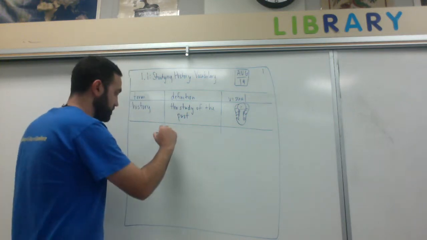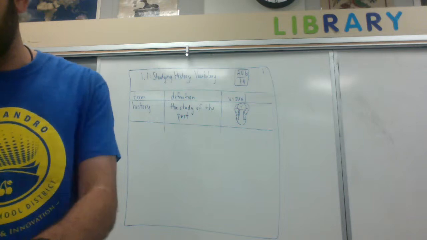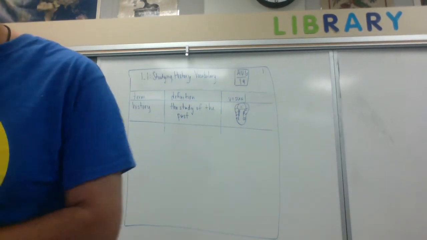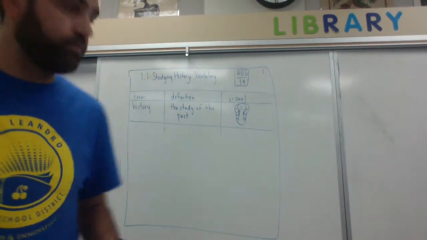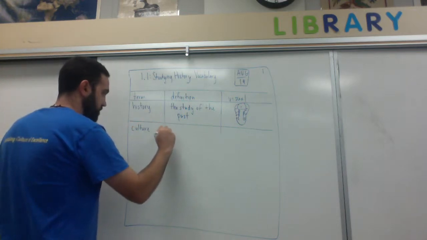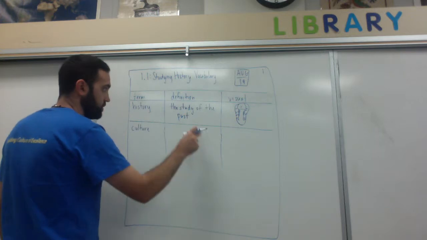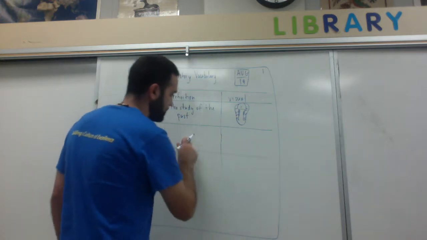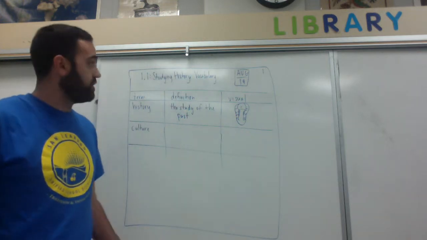And then you go on to the next one. So in this case, the second term here is culture. So then you write culture here. Culture goes here, and then you would go to the glossary to find the definition. You write the definition down, and then draw a visual for that.